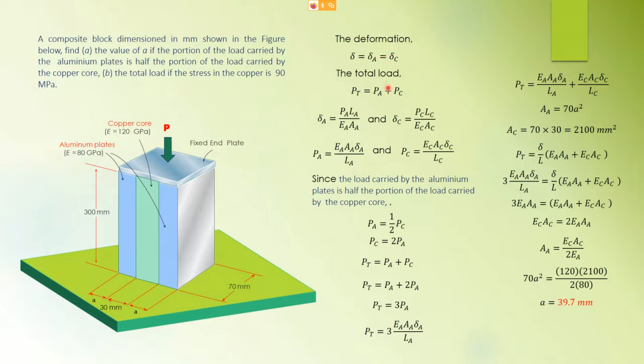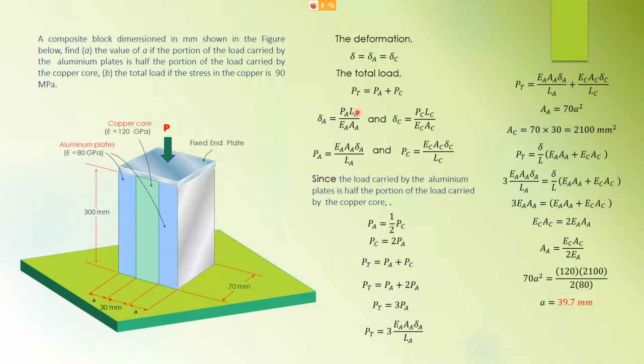These are the two conditions that we have for parallel bar. One, the deformation of the materials for both materials must be the same. Second, the total load must be equal to the sum of the loads absorbed by the different materials. So that means P_A plus P_C.